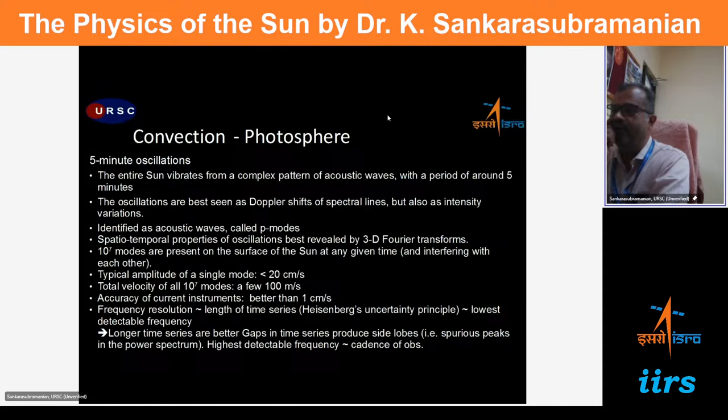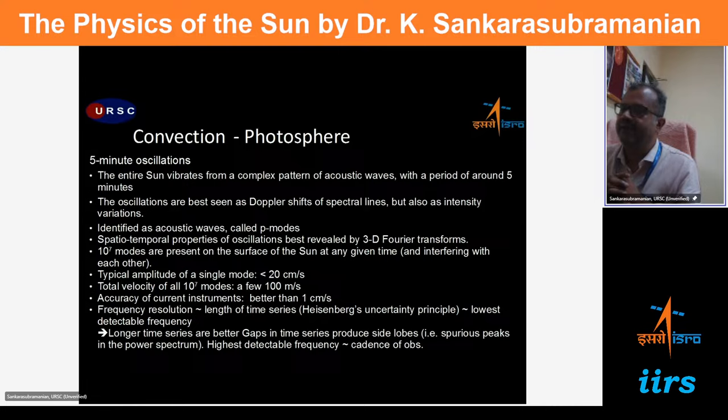So what I showed you previously is that the sun's photosphere is vibrating, and we know that the surface of the sun oscillates with about a 5-minute periodicity. The entire sun vibrates, which forms a complex pattern of acoustic waves with a period of 5 minutes. And these oscillations are studied best using the Doppler shift. Doppler effect is something you would have studied by looking at the spectral lines and how the spectral line shifts to the red side or blue side. You talk about the velocities coming from the sun. And they are all called P modes.